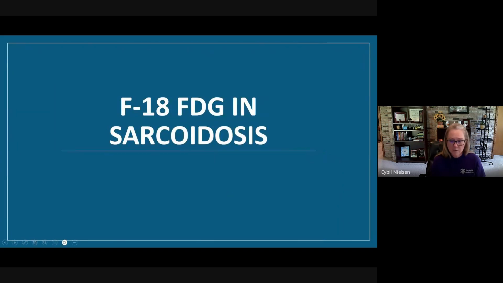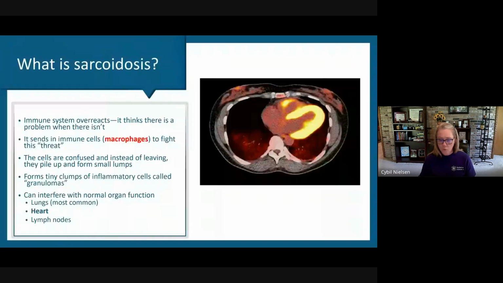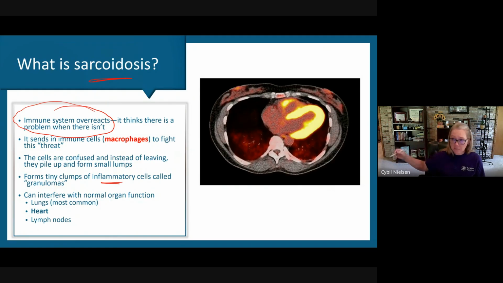Now we can also use FDG for sarcoid. Do you guys do sarcoid? Okay, so this is where it gets really tricky, because with FDG for viability, we want it to take up the glucose because we want to see glucose metabolism. FDG for sarcoid, so it's the same radiopharmaceutical, we don't want it to take up the glucose. Instead, we want to see inflammation. All right? Sarcoid is basically the immune system overreacting. It's calling the fire department and saying, I've got a 5-alarm fire, and the fire department gets there and there's no fire.